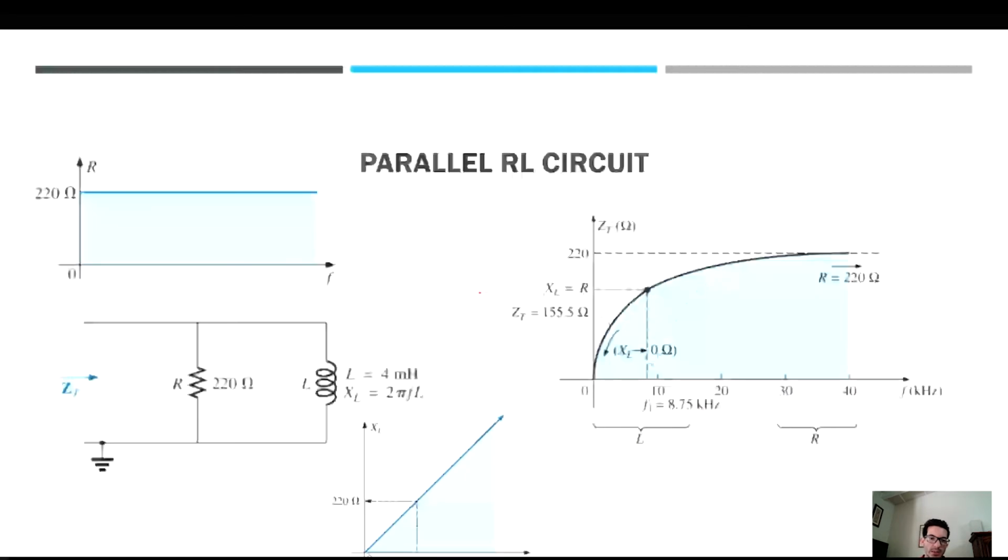For example, let's say we have a circuit with a resistor that is 220 ohms and an inductance that is 4 millihenries. If you compute the reactance, you already know this is the formula to compute it. So this is 2 pi times frequency varying times 4 millihenries. 4 millihenries is the same thing as 4 times 10 to the negative 3 henries, or 0.004. These are the same thing. Evidently the reactance of the resistor is going to be uniform, 220 ohms for any frequency, but the reactance of the inductor is going to be increasing when frequency changes.